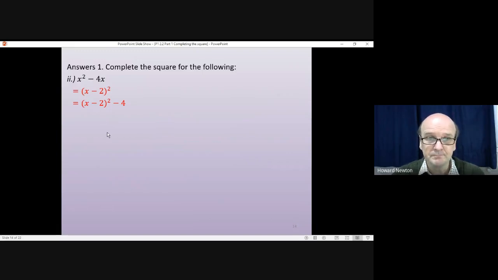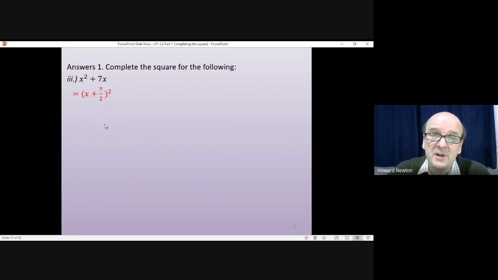That's 2 done. 3 is a little bit harder, because this is an odd number. This is the number we have to halve. When you halve it, you get 7 over 2. And that is the best way to write it down, as an improper fraction, 7 over 2. Don't be tempted to write it as a decimal, and don't be tempted to write it as a mixed number. An improper fraction will make life a lot easier.